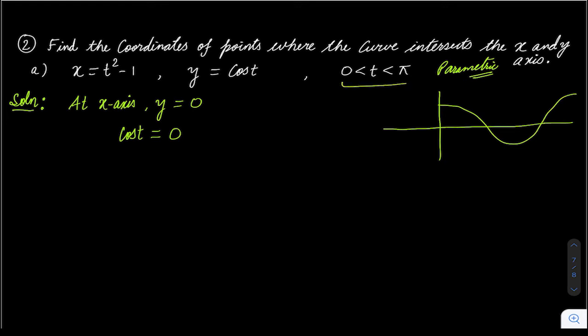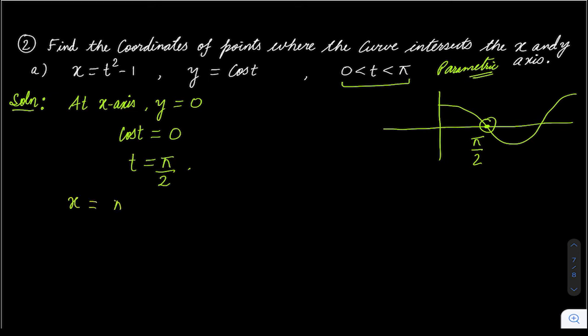And we have to see in 0 to pi only. So 0 to pi is this value, that is pi by 2, 90 degrees. So at 90 degrees or pi by 2, my y is 0. Now if t is pi by 2, what is my x value?